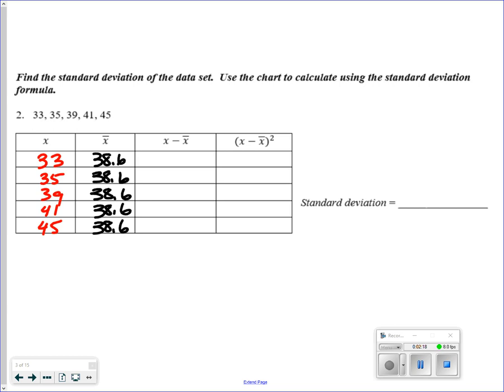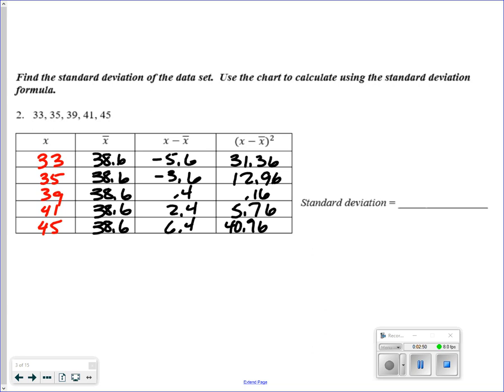And so now the next one is taking the number minus the average. So taking 33 minus 38.6 and doing that for each of these. And then taking that number and squaring it. Now when you square it, you will always get a positive value. So don't forget, we put things in parentheses if you are squaring a negative number and using a graphing calculator.